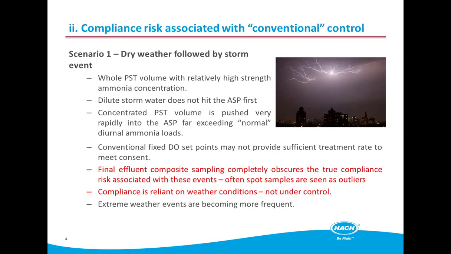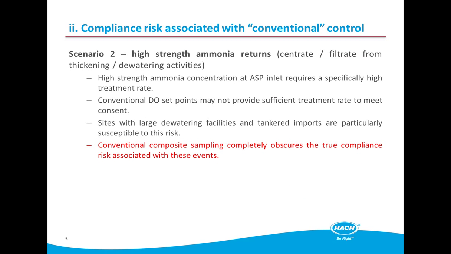Importantly, composite sampling completely obscures the true compliance risk associated with these events. Composite samples always flatten the extremes of concentration within the final effluent, and spot samples are often treated as outliers or sampling error. In other words, ammonia compliance can be at the mercy of the weather conditions and is not effectively managed using a fixed DO approach. These extremes of weather appear to be occurring more frequently too.